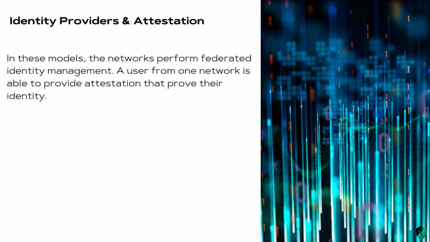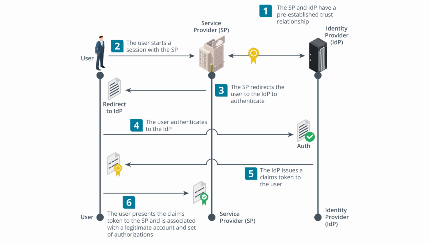Now, we also have the identity providers and attestation. Now, in these models, the network will perform federated identity management. So a user from one network is able to provide attestation that proves their identity. Here is an example of what you might see. So in step 1, the user or the principal will attempt to access the service provider, the SP, or the relying party, RP. So the service provider will then redirect the principal to the identity provider, the IDP, in order for them to authenticate. So here right now, the principal will authenticate with the identity provider and will obtain an attestation of identity in the form of some sort of token or a document signed by that IDP.